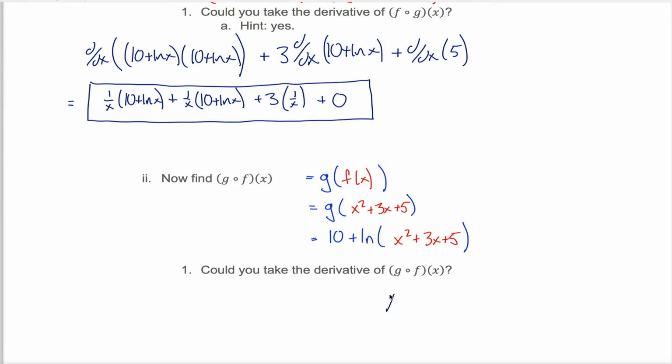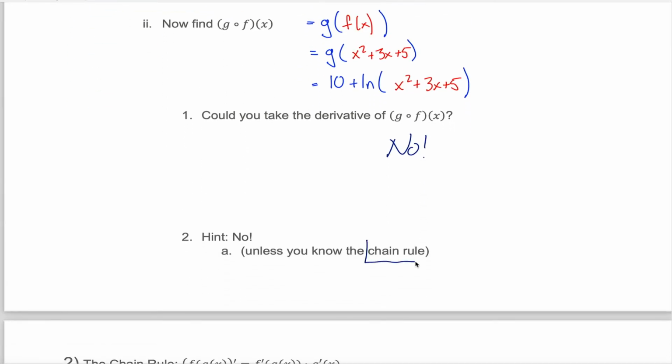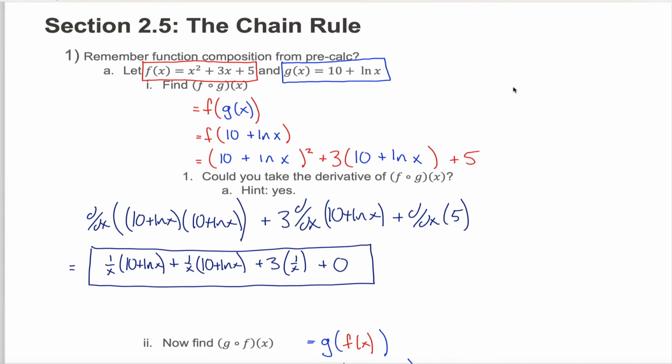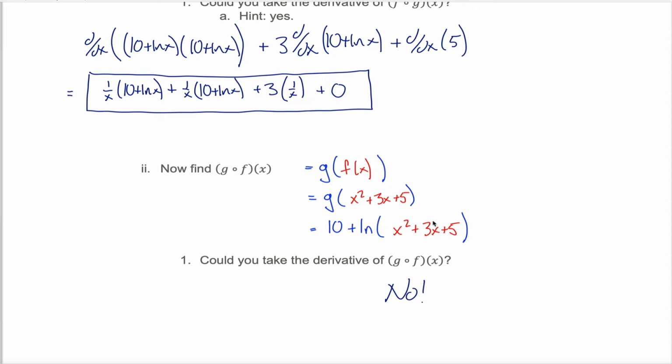Can you take the derivative of this? Nope. Not without this thing called the chain rule. Fortunately, the chain rule is made just for this purpose, to take derivatives of composite functions. To take derivatives of expressions like you see up here or expressions that you see down here.